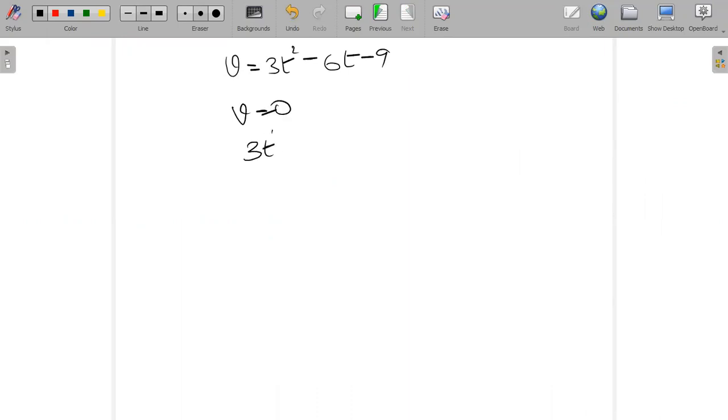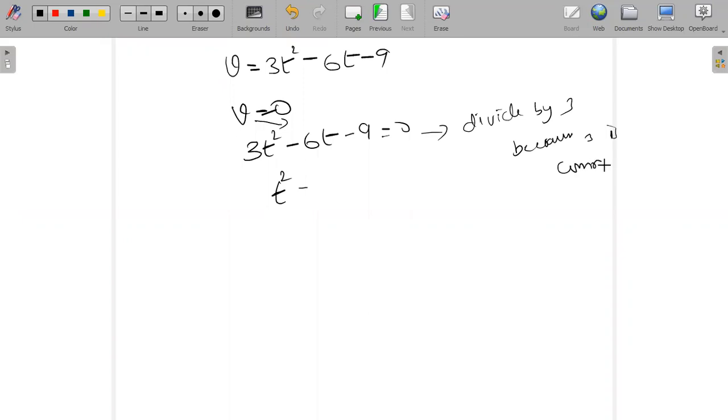So the equation becomes 3t square minus 6t minus 9 is equal to 0. Because the value of velocity, this 3t square minus 6t minus 9, we have substituted equal to 0. So if you see all these things, 3 is common. So divide by 3 here, because 3 is common in all. So this is t square minus 2t minus 3 is equal to 0.